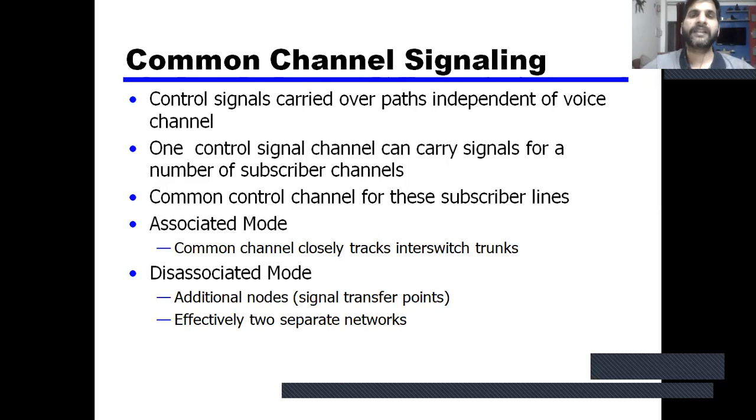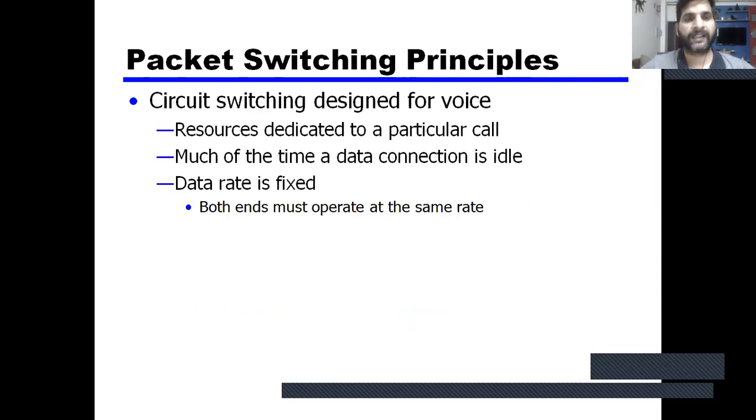Common channel signaling is like this. Control signals are carried over a path independent of the voice channel. One control signal channel can carry signals for a number of subscriber channels. There is a common control channel for these subscriber lines, and the associated mode, where the common channel closely tracks the inter-switch trunks. In the non-associated mode, there are additional nodes, signal transfer points, and effectively two separate networks are used in common channel signaling.